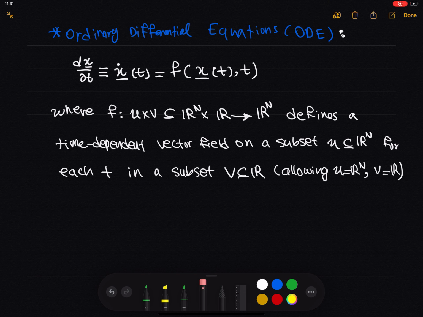So the integral form of ODE. If you want to solve this ODE, you can take an integral of that and try to solve it. And the way we typically do it is we bring all the same variables to one side of the equation, and the time to the other side of the equation, and then take the integral.